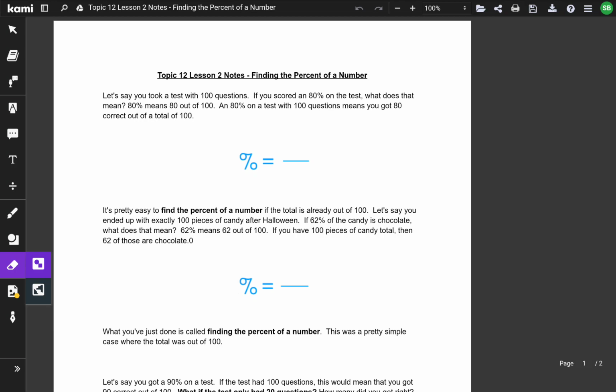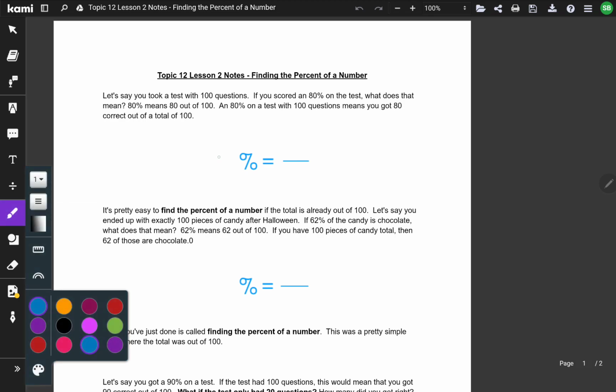Let's say you took a test with 100 questions on it. If you scored an 80% on the test, what does that mean? Well, 80% means 80. So if you got an 80%, that means that you got 80 out of 100. So an 80% on a test with 100 questions means you got 80 correct out of the total 100. Overall, it's pretty easy to find the percent of a number if the total is already out of 100.